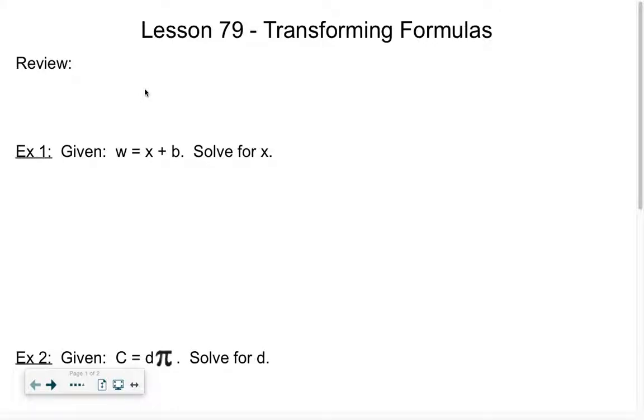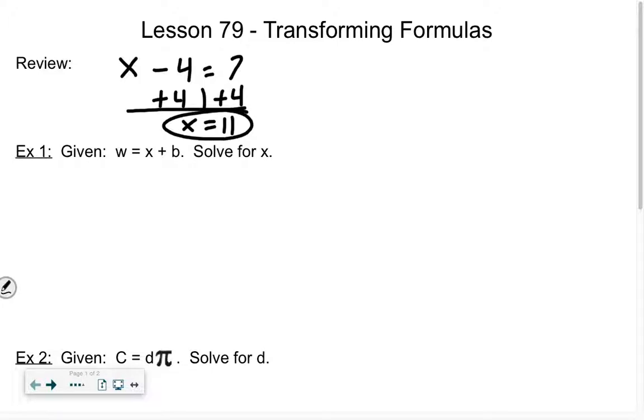For lesson 79, we're dealing with transforming formulas. If we do a little review, if we had x minus 4 is equal to 7, this was just a simple one-step equation where we want to get rid of the minus 4, so we would add 4 to both sides. Let's get x is equal to 11.